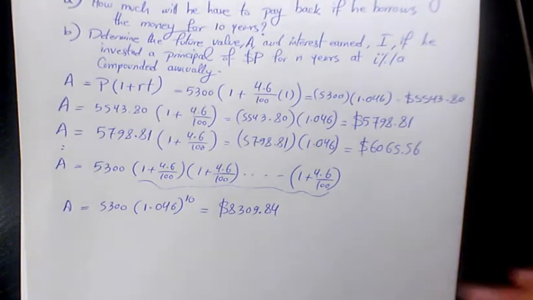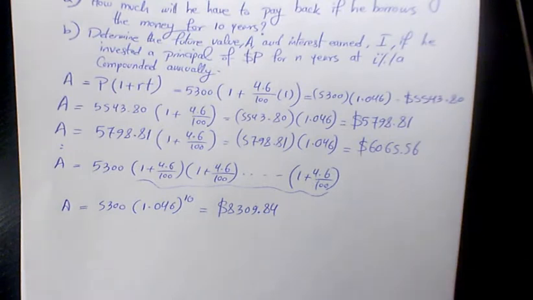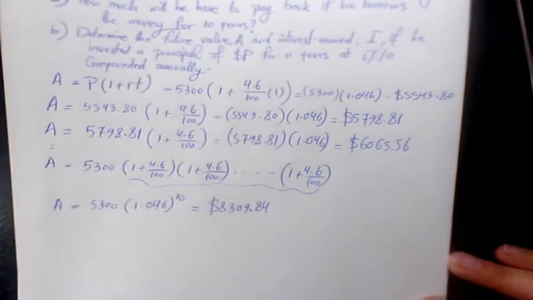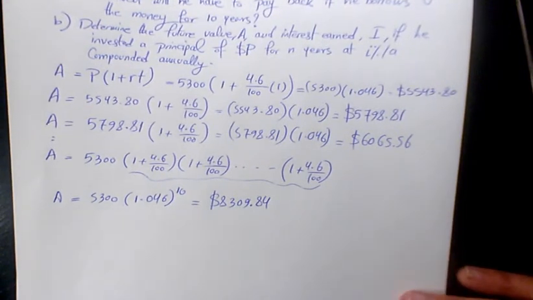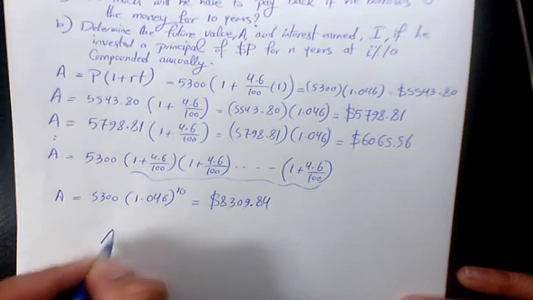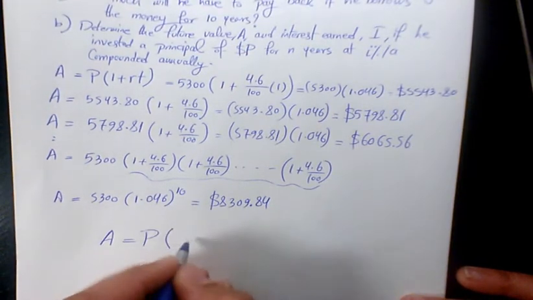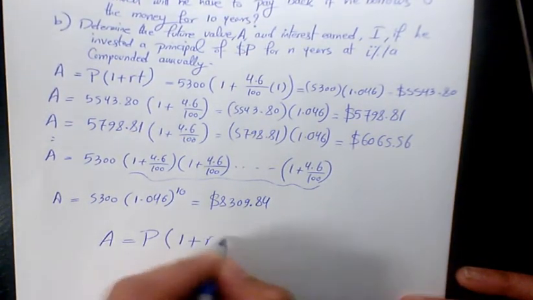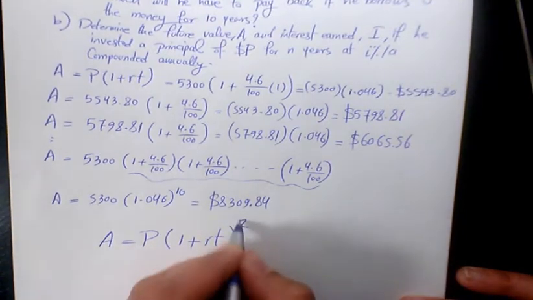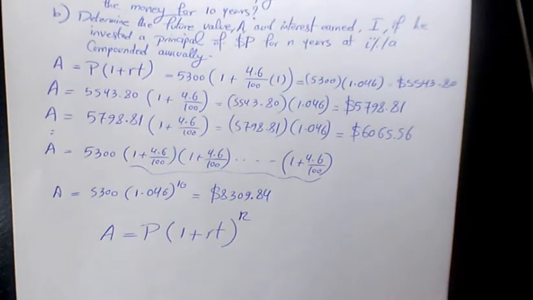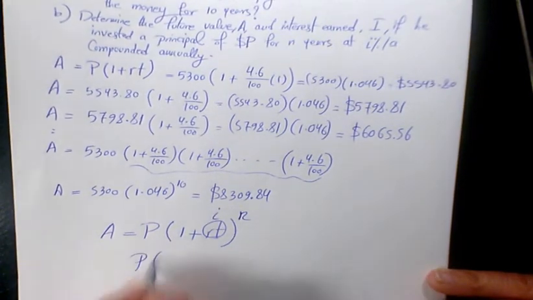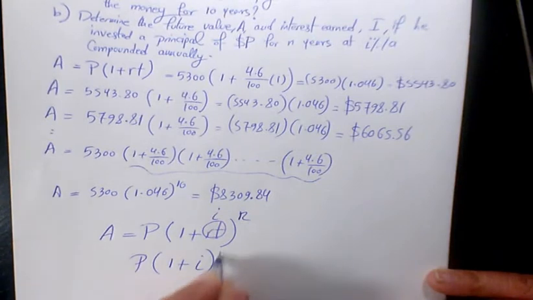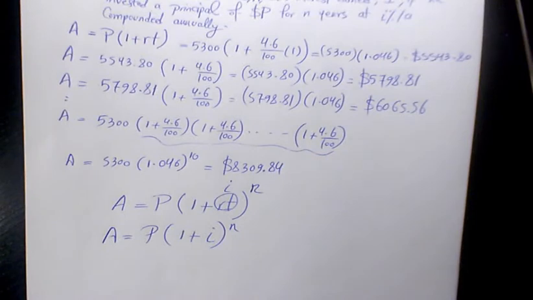Now it says determine the future value A and the interest earned I if he invested a principal of P dollars for n years at i% annually, compounded annually. So that's going to be the general formula. It's going to be P times (1 plus rt) to the power of n. That's how we calculate it. And this part I'm going to call I. So it's going to be P times (1 plus i to the power of n). That's how we calculate it.